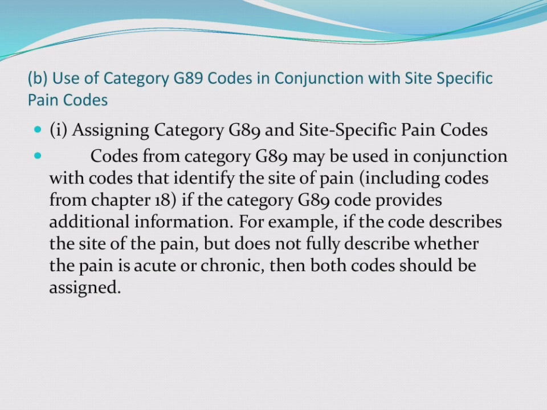b. Use of category G89 codes in conjunction with site-specific pain codes. i. Assigning category G89 and site-specific pain codes. Codes from category G89 may be used in conjunction with codes that identify the site of pain, including codes from Chapter 18, if the category G89 code provides additional information. For example, if the code describes the site of the pain, but does not fully describe whether the pain is acute or chronic, then both codes should be assigned.